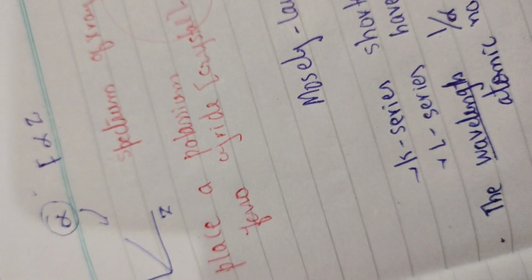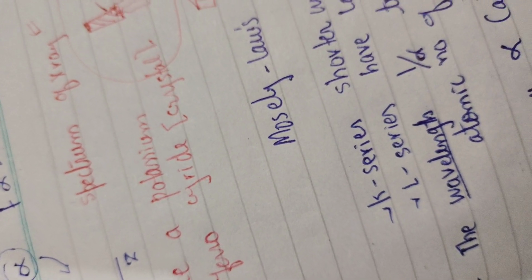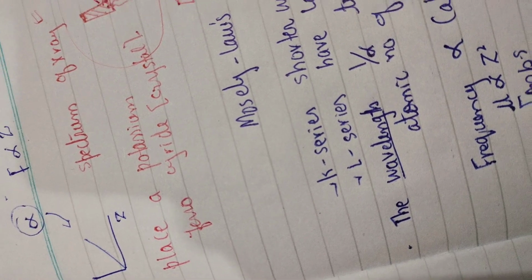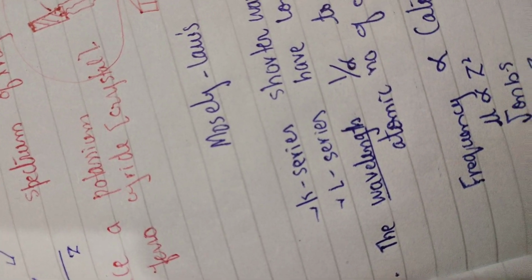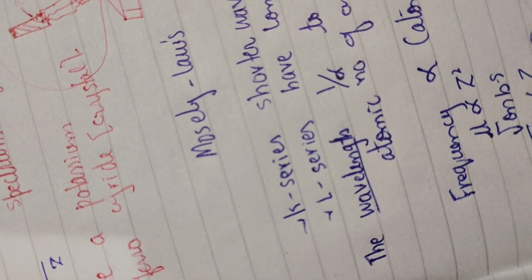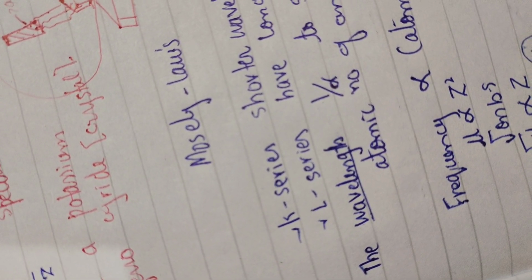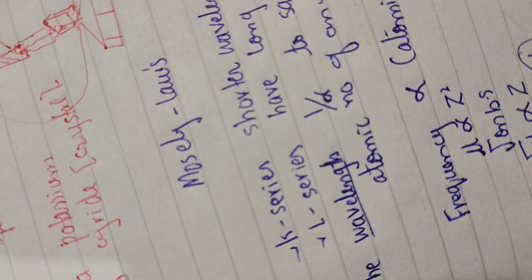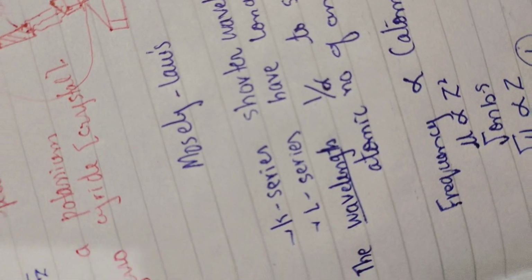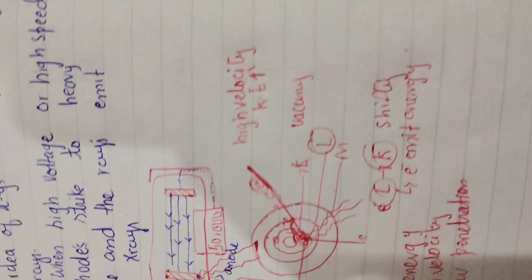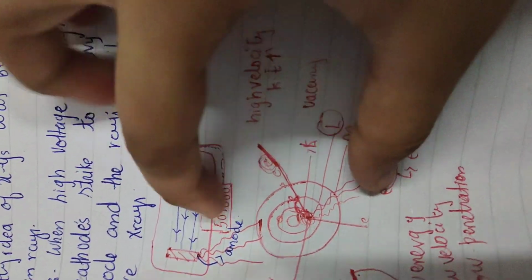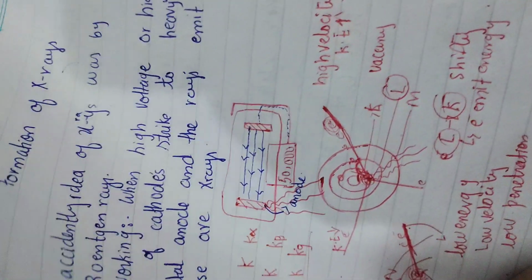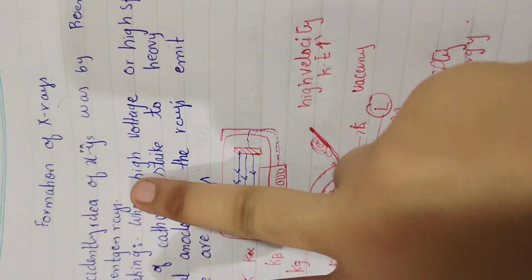I hope that is clear, how the X-rays are formed. X-rays are formed when high speed, high velocity, high kinetic energy cathode rays strike the heavy metal of the anode, and this atomic structure change occurs, which leads to the formation of the X-ray.